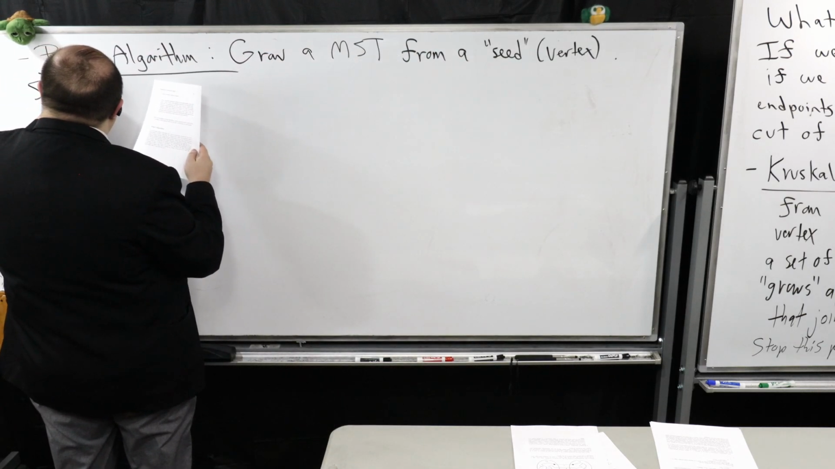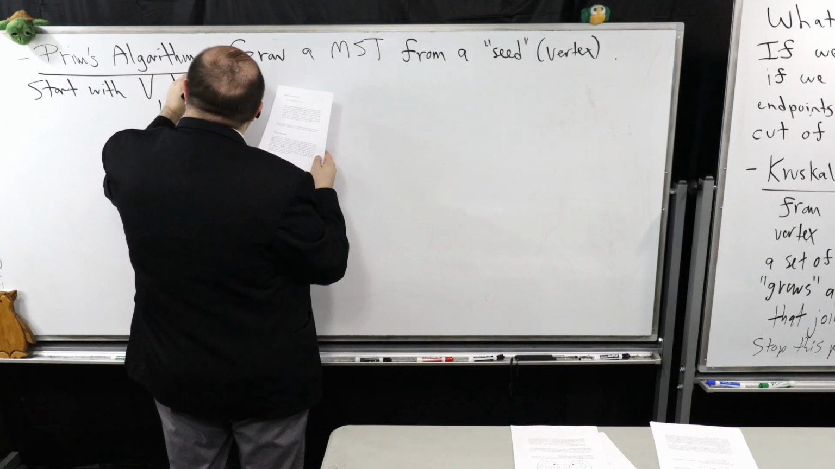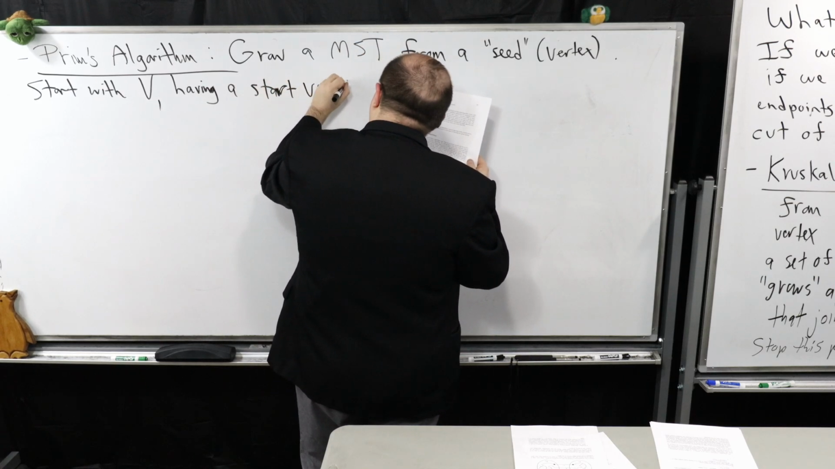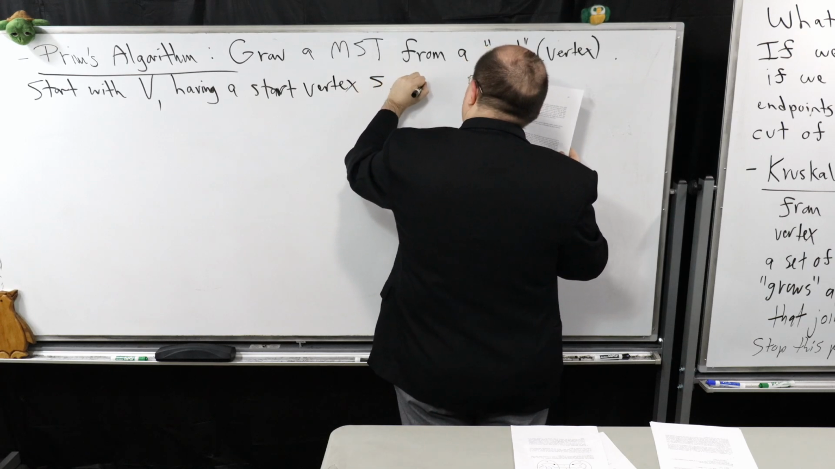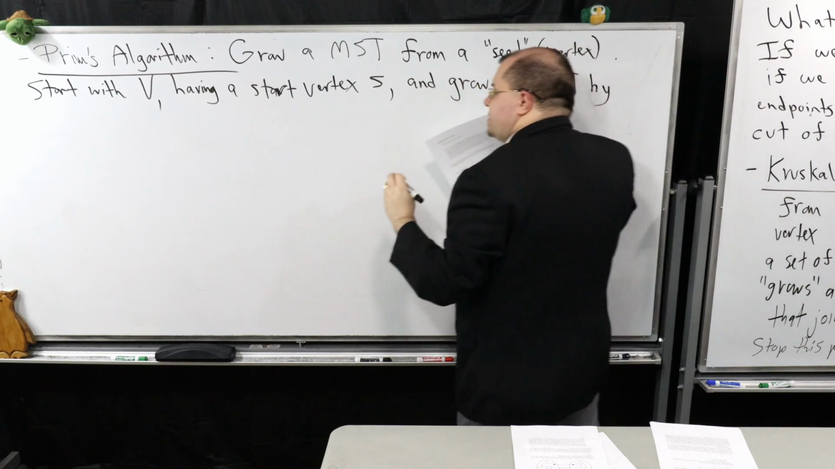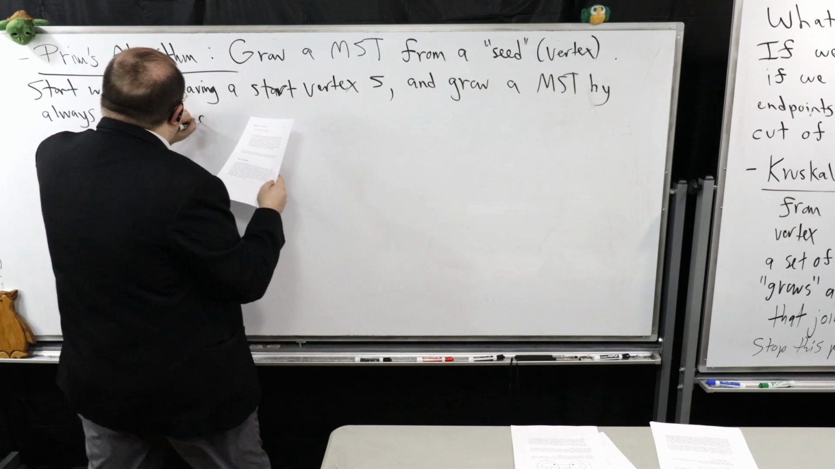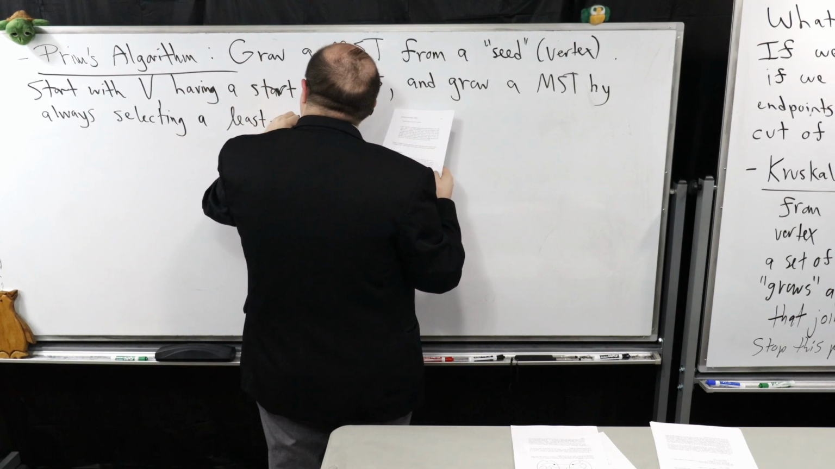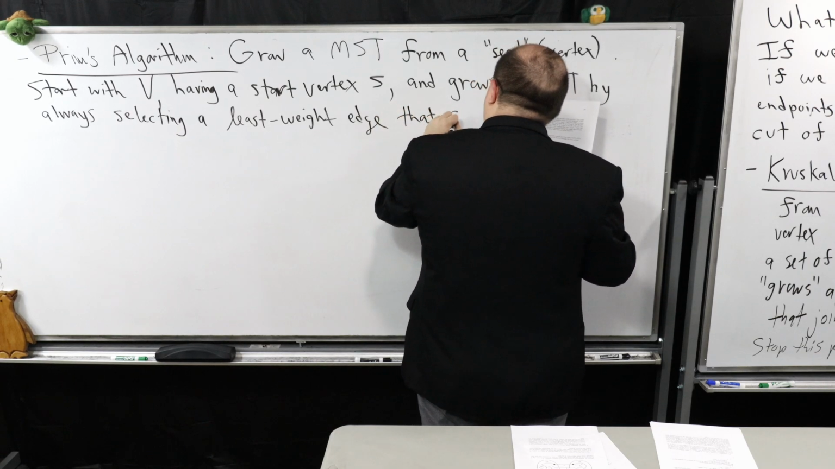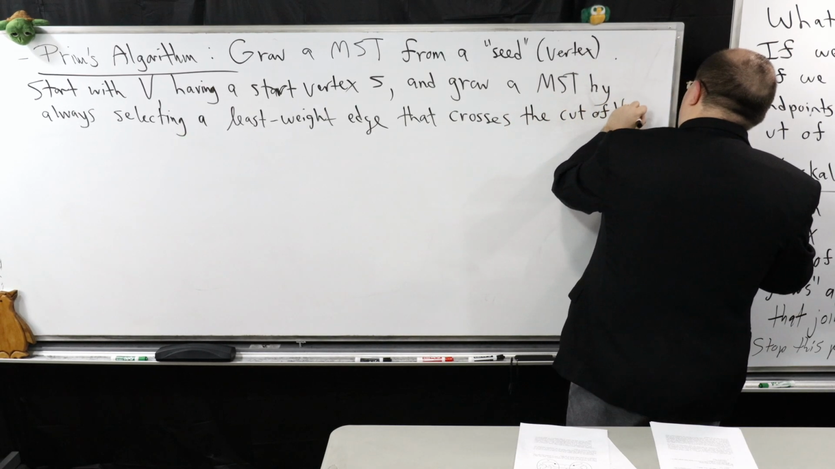So the idea is to start with V1, having a start vertex S, and grow a minimum spanning tree by always selecting a least weight edge that crosses the cut of V1 and V2.